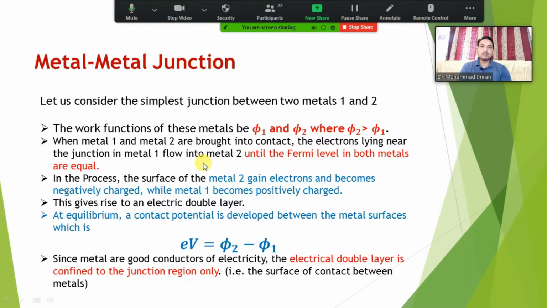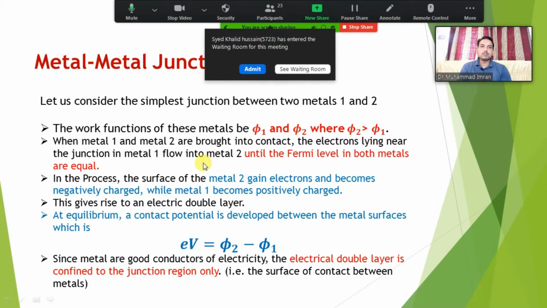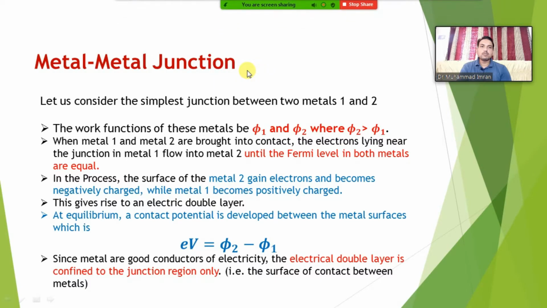So that is the reason when you make the contact, electrons having higher energy at the higher Fermi level, which are existing in metal 1 which has less work function, start flowing towards metal 2, because electrons in metal 2 have lower energy as compared to electrons in metal 1. So electrons start flowing from metal 1 towards metal 2. This process will continue until electrons on both sides have the same energy.